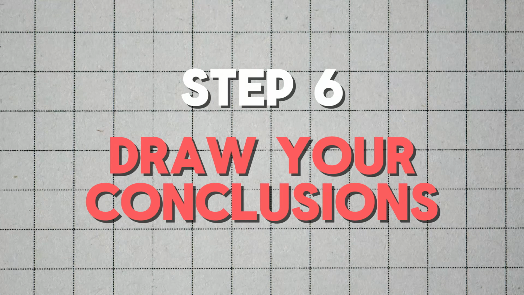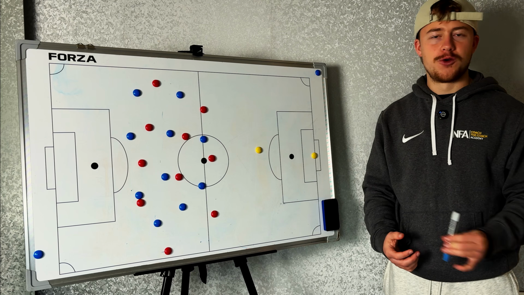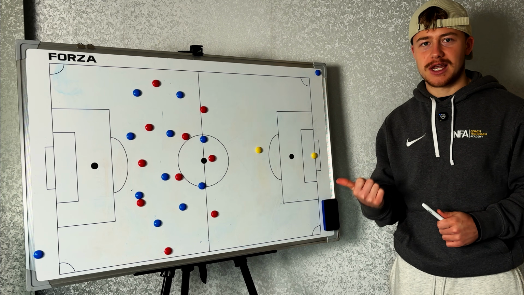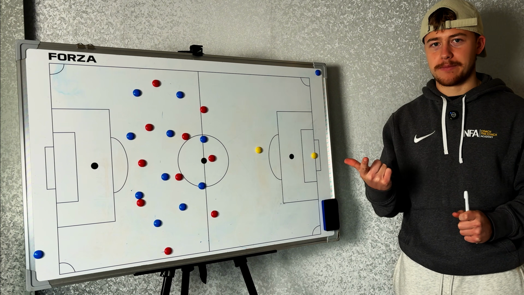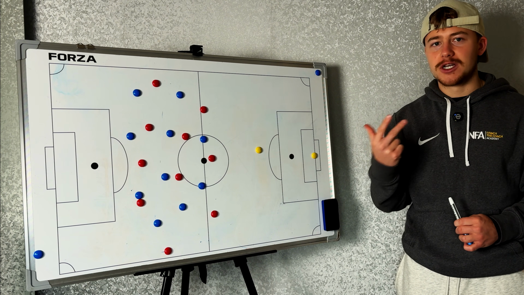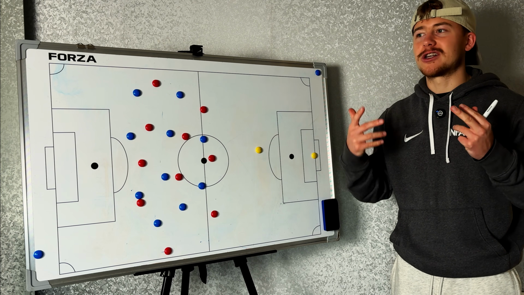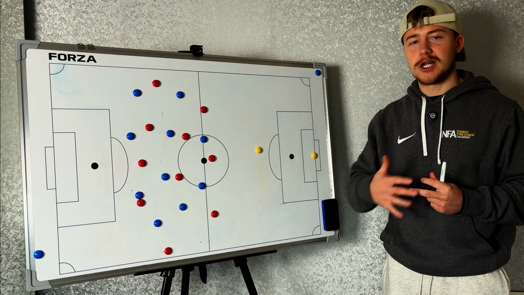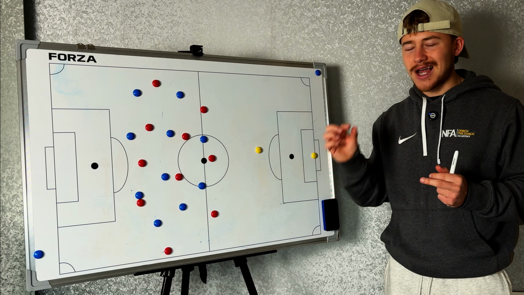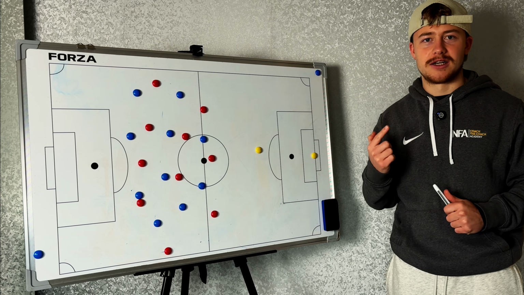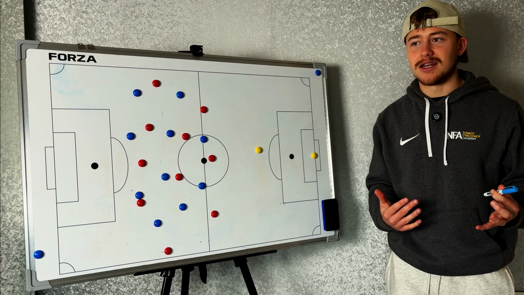And finally, step 6, draw your conclusions. At the end of your analysis, look back through all your notes and ask yourself, what was the opponent's biggest strength in this game? What was their main weakness in this game? How could you set up differently next time to exploit it? And this is where you go through a phase of problem solving, because now you've got time to sit down with your analysis and your notes and go through exactly what impacted that game. And that's how you start to think more tactically. And that will take your knowledge immediately to the next level.